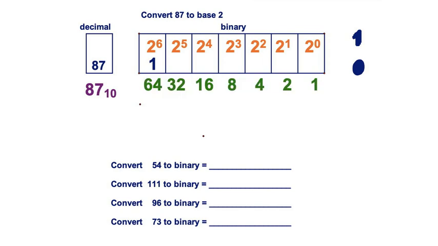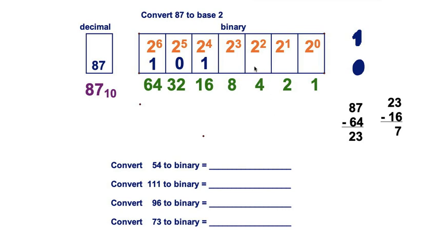Oh wait, I'm going to see how I got this all worked out. So if I were to subtract that, I got 23. Okay. Do I have a 32 in there? No, because 23 is less than 32. But I do have a 16, right? So I got a 16. I'm going to put a 1 in there for the 16. I take away that, I got 7.